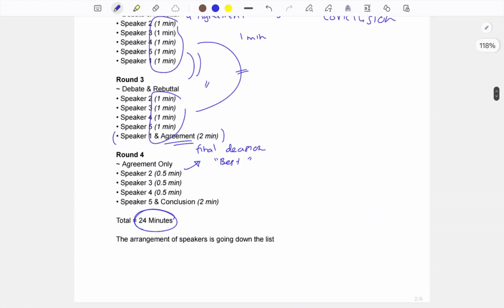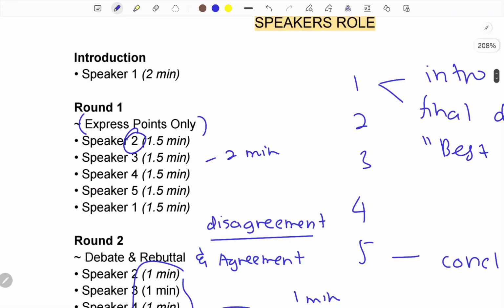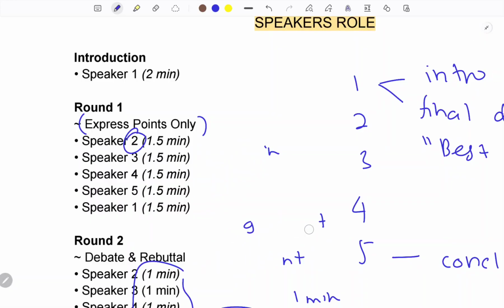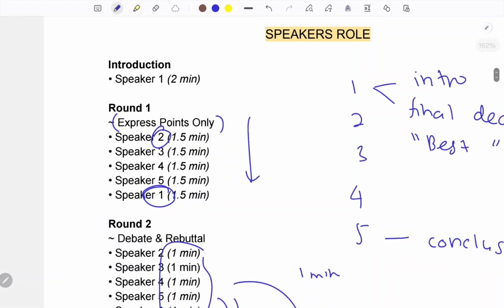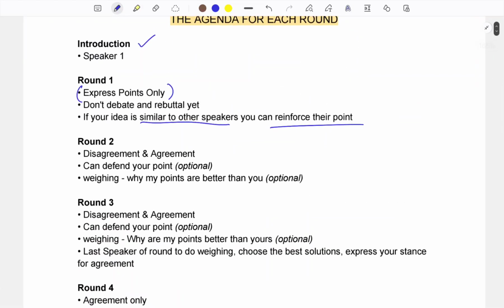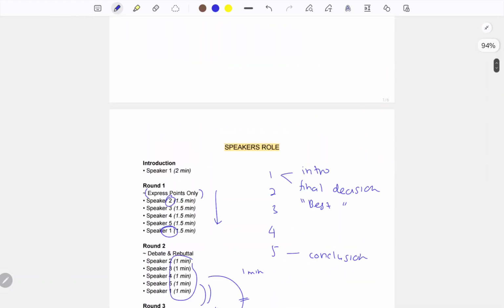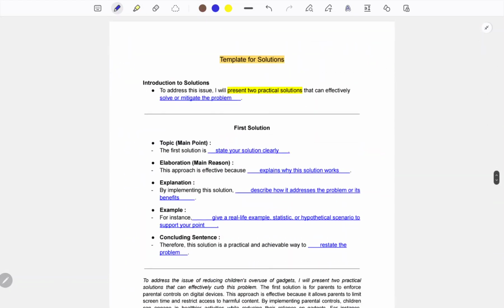Okay, so after the first speaker finishes the introduction, the second speaker is going to take over. Then we are going to move down the group, and speaker one is going to be the last for the first round. For this one, we're going to give our point, which follows the TEEEL. Okay, so now this one is the TEEL.